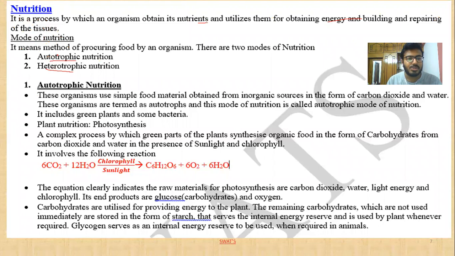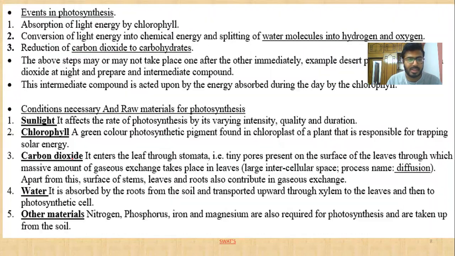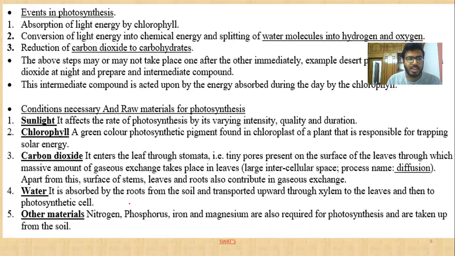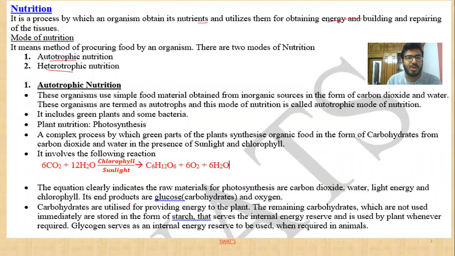As I told, there are two modes. One is autotrophic and the other one is heterotrophic. Autotrophic has this many points and heterotrophic has this many points. So in short you need to write all these points. In the essay question you have to write all these in points and also underline the important words. As I'm underlining this, nutrients is an important word, energy, building and repairing. So this much is the important point in the first line, and then we go into the answer.